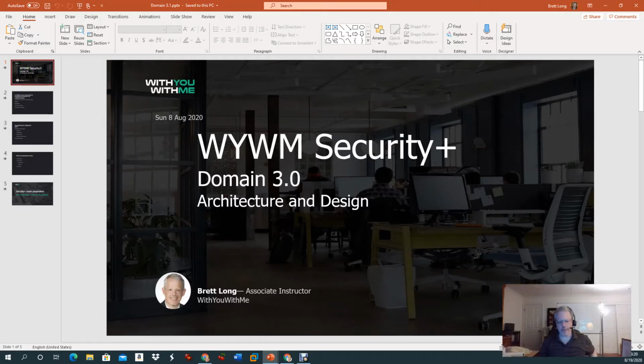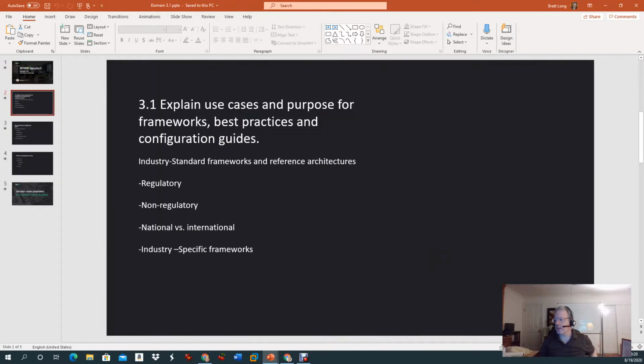Security Plus domain 3. And let's move to subdomain 3.1. Explain use cases and purpose for frameworks, best practices, and configuration guides. So we're talking about industry standard frameworks and reference architecture.